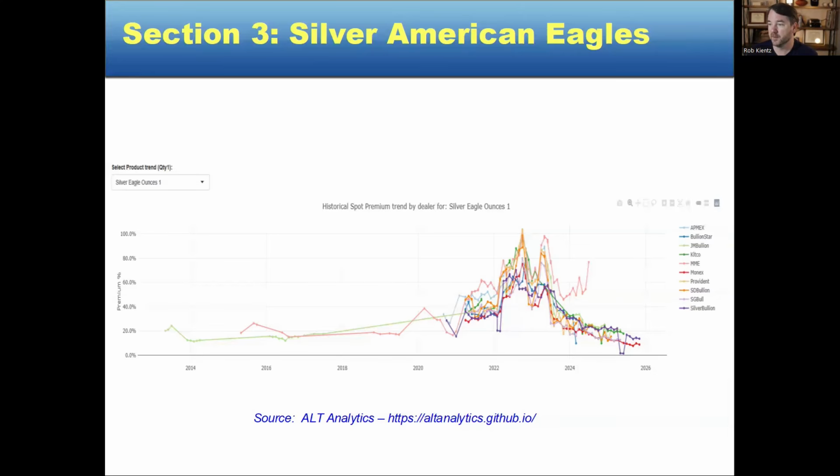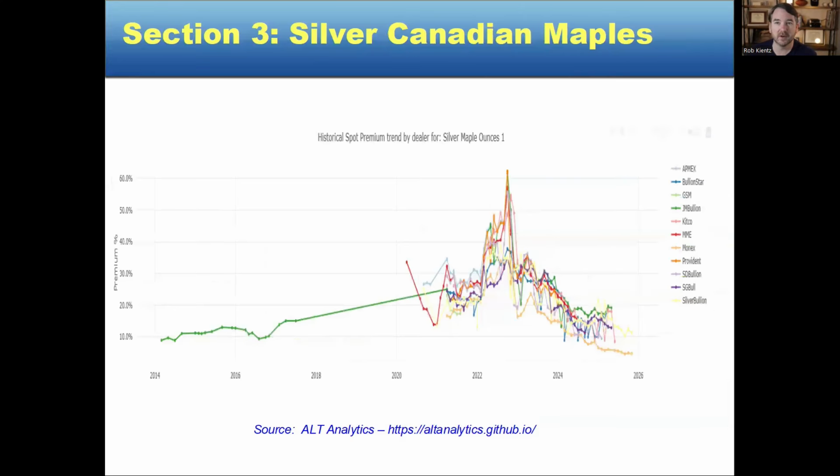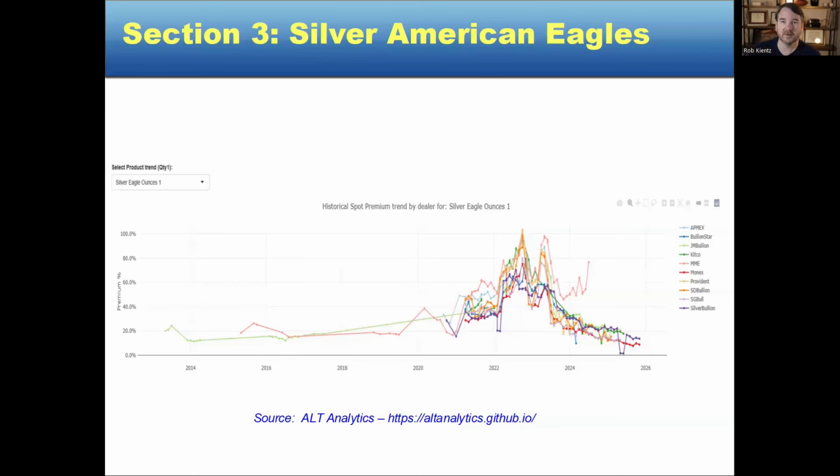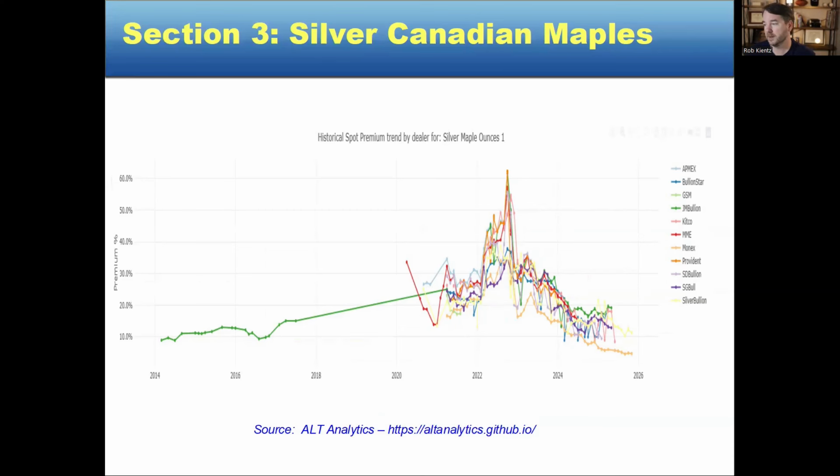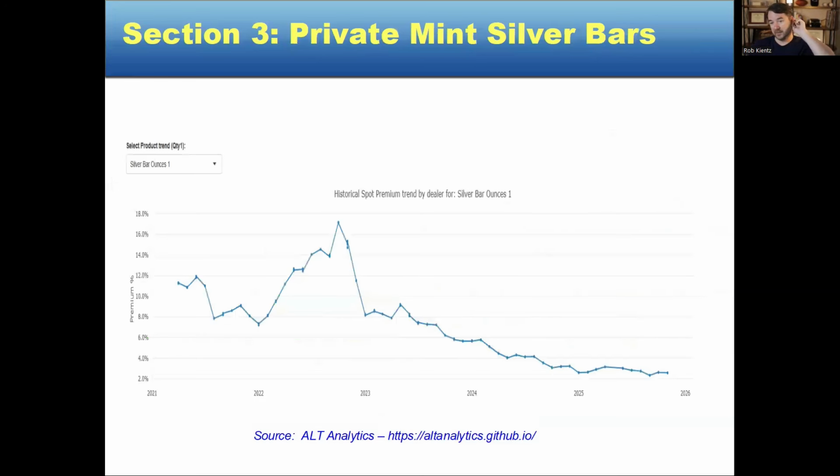Now, silver Maple ounces went up to about 60% over at its peak, some of the biggest price increases from vendors, versus the Eagle 100%. So the Maple, again, just like in gold, had a little bit less of a premium increase. And then you can see here the bar ounces were not nearly the same. I mean, it got up to about 16 to 18%.